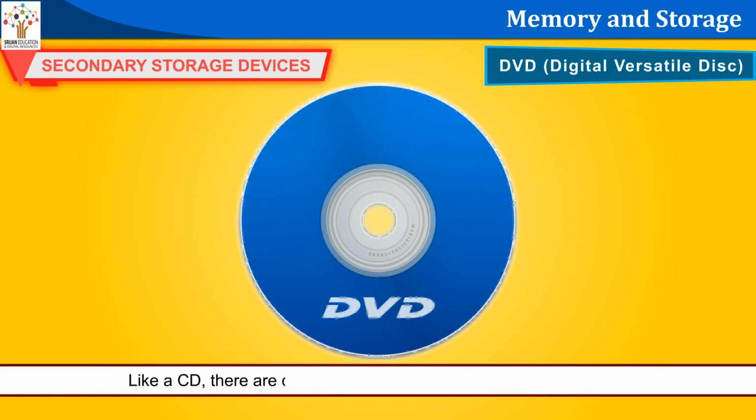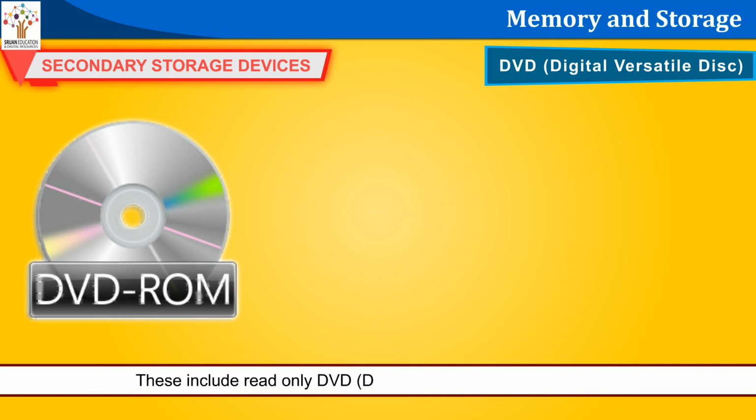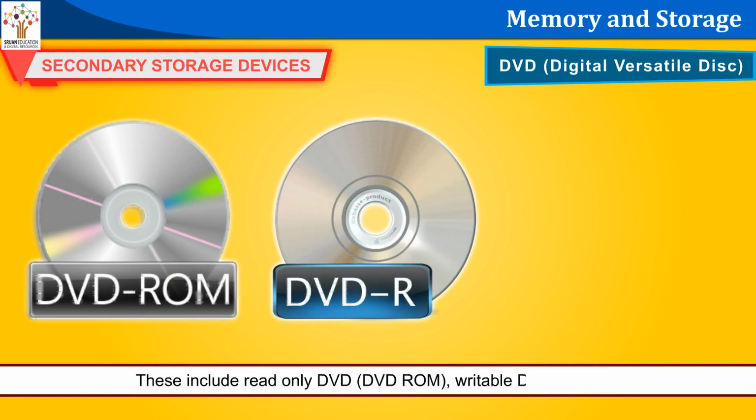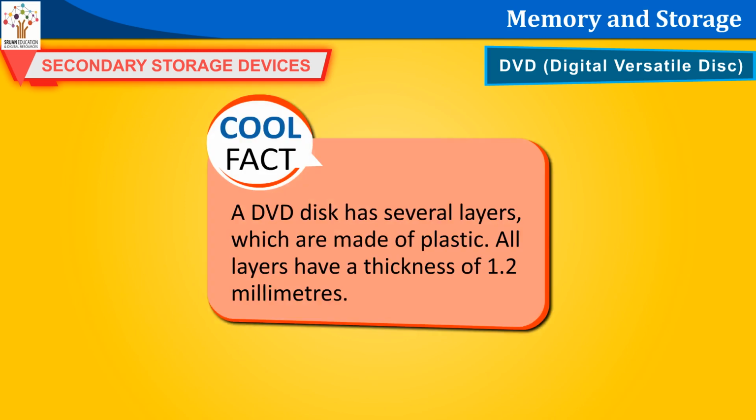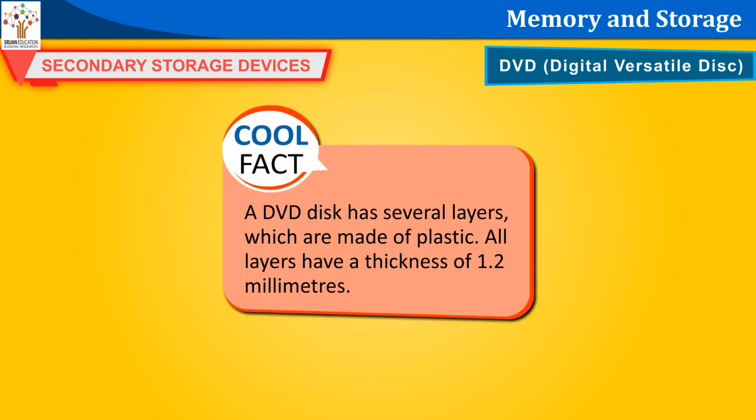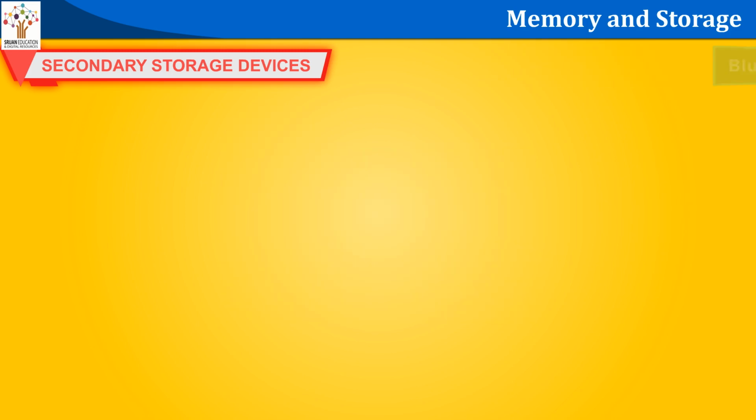Like a CD, there are different types of DVDs available in the market. These include read-only DVD, DVD-ROM, writable DVD, DVD-R, and rewritable DVD or erasable DVD, DVD-RW. Cool fact: a DVD disc has several layers which are made of plastic. All layers have a thickness of 1.2 millimeters.